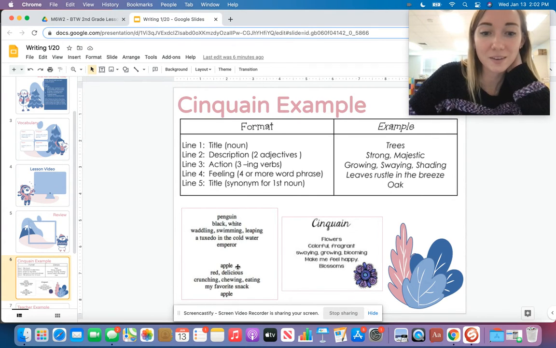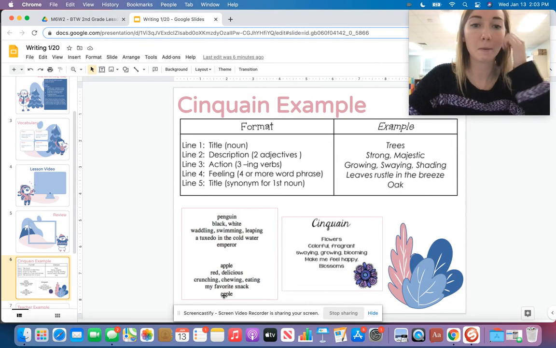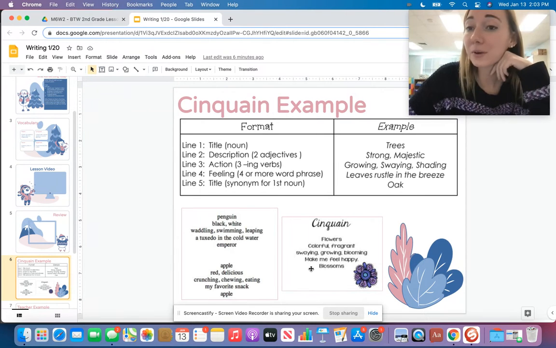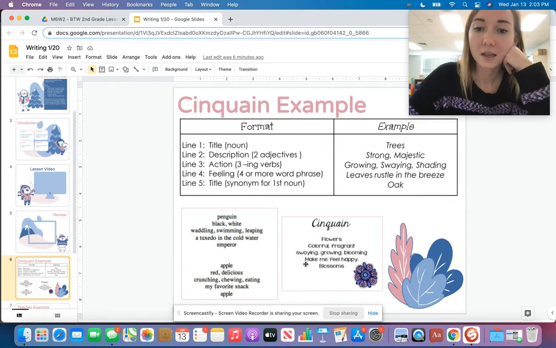Another example we have is apple, red, delicious, crunching, chewing, eating, my favorite snack, apple. And so this one kind of bent the rule. It only has 3 words in the 4th line, and then it uses the same word at the end in the 5th line. But again, it's poetry. It doesn't have to follow all rules exactly. This one says flowers. Flowers, colorful, fragrant, swaying, growing, blooming, make me feel happy, blossoms.